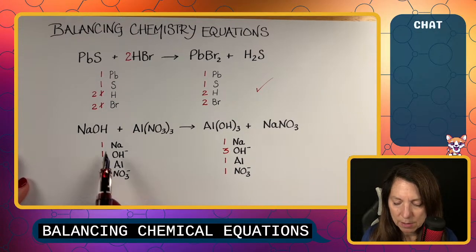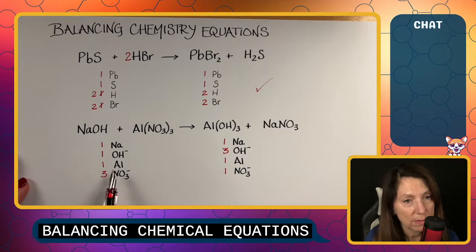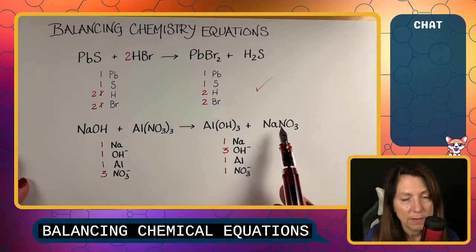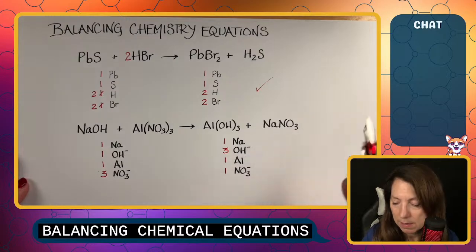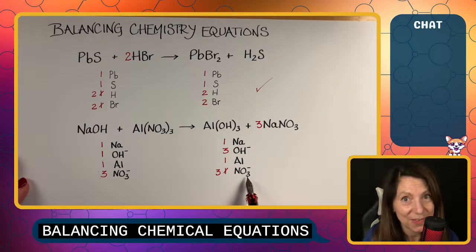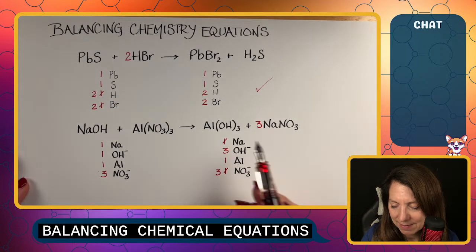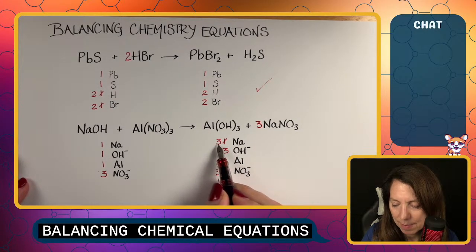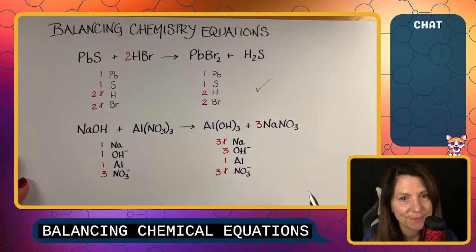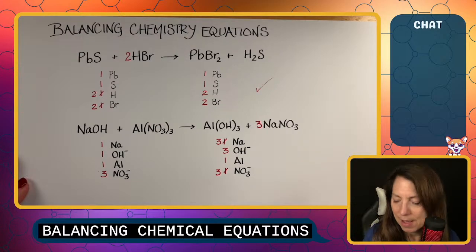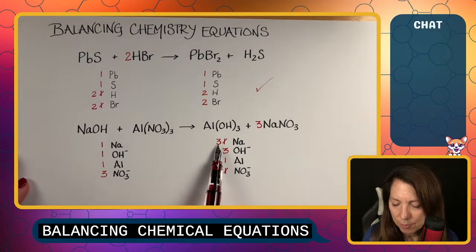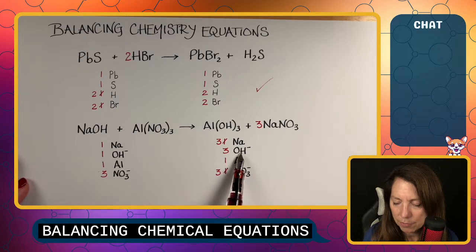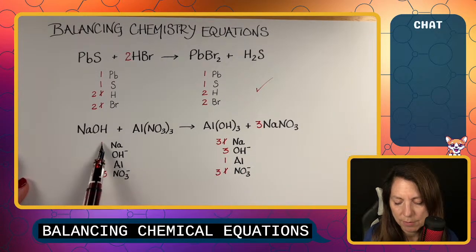So let's take a look over here. We have 3 nitrates on this side. So there's something we could do to balance out the nitrates. And that is we could put a 3. But it has also changed the number of the sodium ions. Okay, so we need to keep that in mind, that we just changed that. Okay. So we're not quite done yet, are we? Okay, so we have to balance not only the sodium ions, but also the hydroxides. There's 3 on each side, and over here there's only 1.